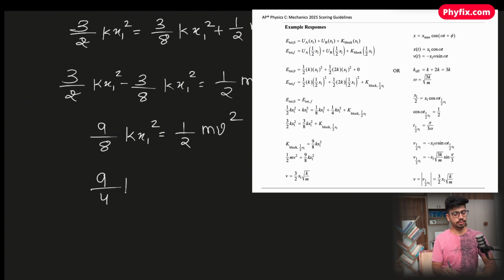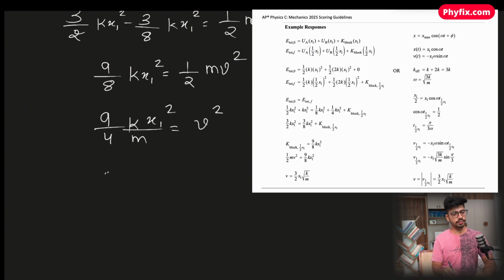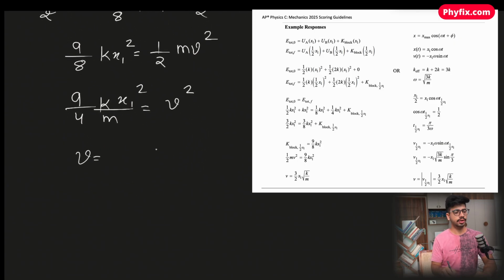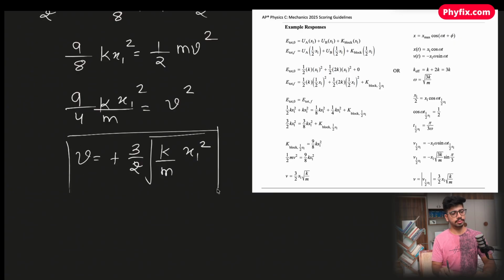So 9/4 k x1 squared, and you can divide by the m. This expression with the m is v squared. Then the v value, we have to just calculate the speed, so we can ignore the negative sign by taking the square root. We're just taking the positive sign. So that is 3/2 outside of the square root. I take it out, and let's put this one inside the square root only, and the x1 squared also. So ultimately, that is the speed at this point.